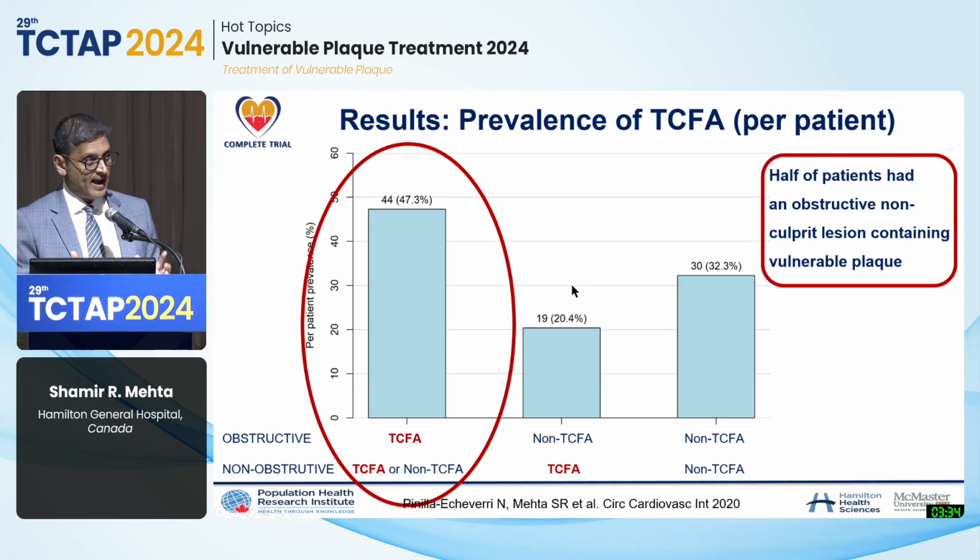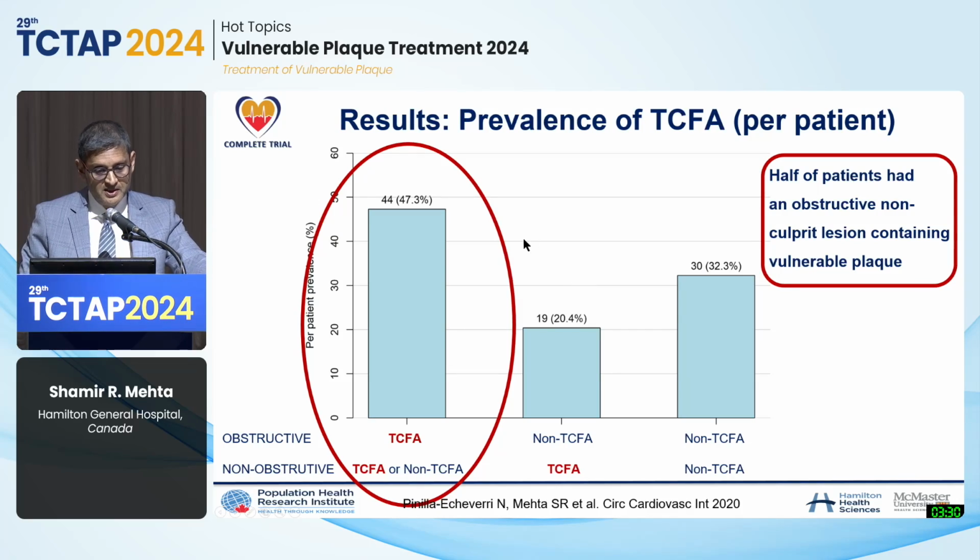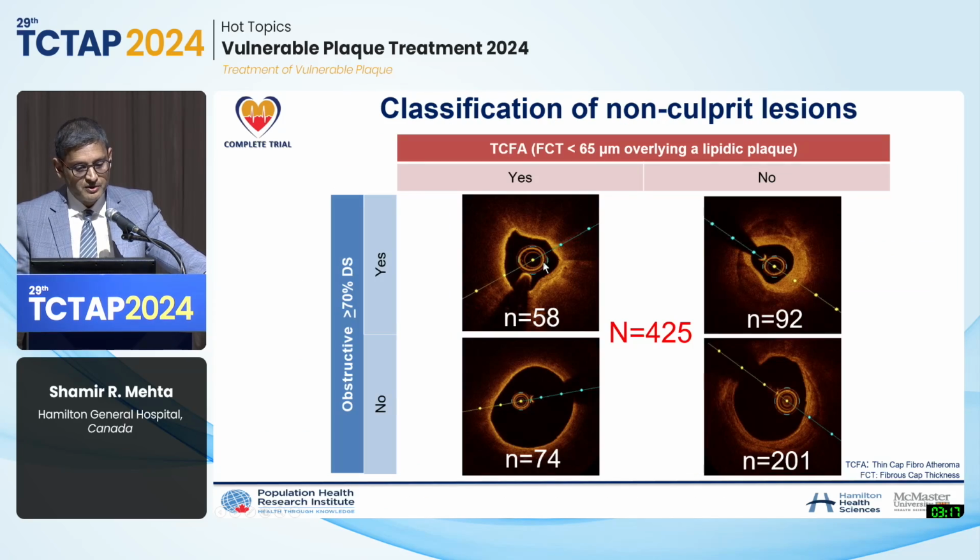Or if you look at a patient level, about half of the patients with obstructive non-culprit lesions have an unstable or biologically active plaque, i.e. a TCFA as defined on OCT, 47.3% to be precise. Very similar to the rate of TCFA that they have seen on non-invasive imaging, as well as other types of invasive imaging in this patient population.